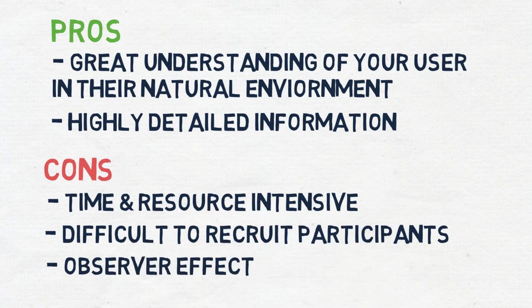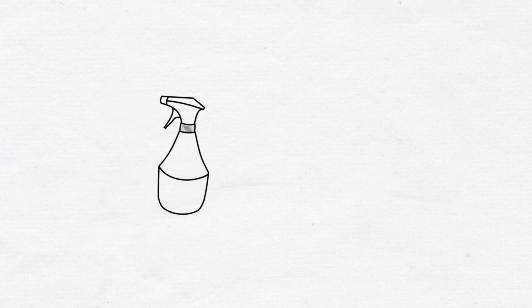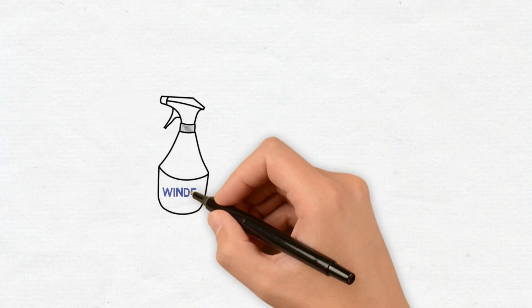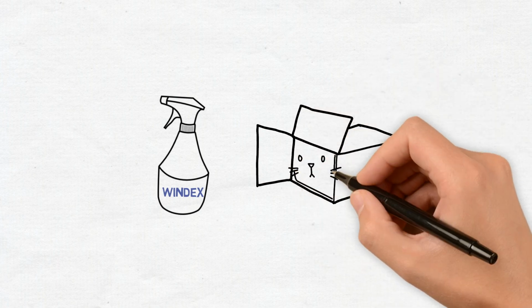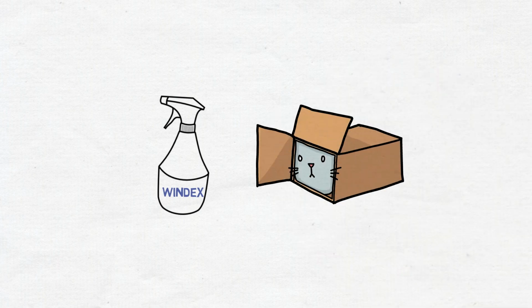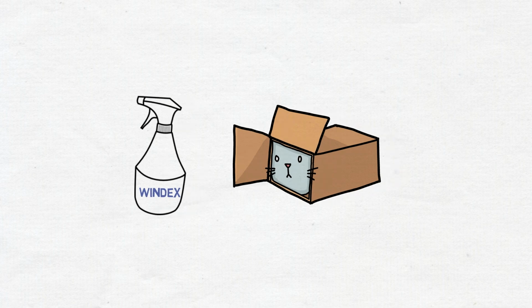We also have to mention that the observer effect can play a big part in this type of research. The observer effect states that people may act differently when they know they're being watched. In our Windex example, our customers may want to appear that they clean their houses a lot more frequently than they actually do, or they'll fail to mention embarrassing tidbits of information, such as not cleaning out their kitty litter box as often as they should. Instead, they use the Windex to mask the smell.